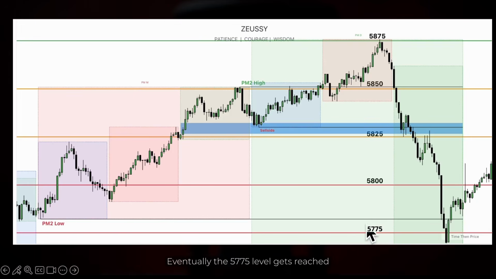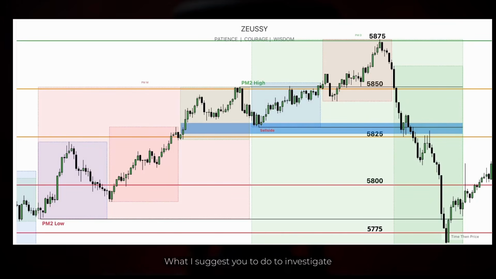Eventually, the 5,775 level gets reached, and the market forms the low there before retracing. Beautiful sell program once again. So what you can see is that a buy program turns into a sell program, just like a sell program turns into a buy program.